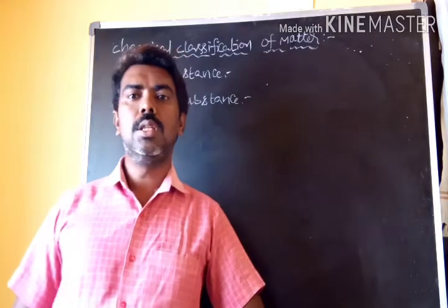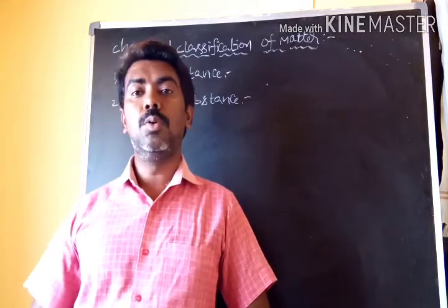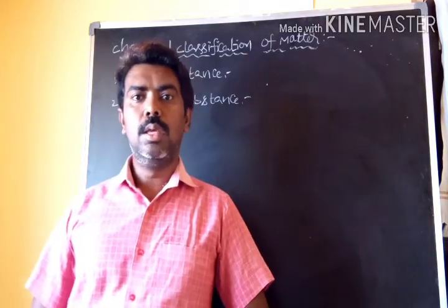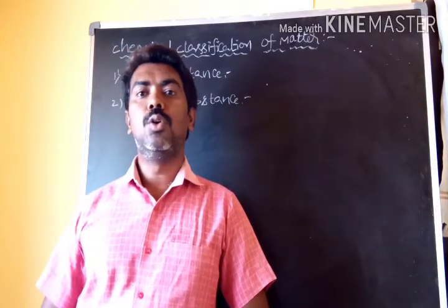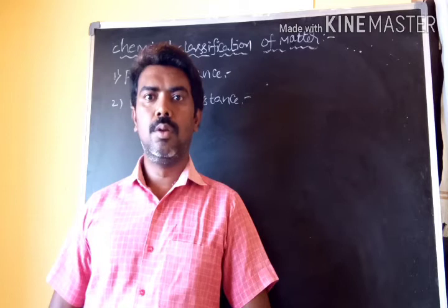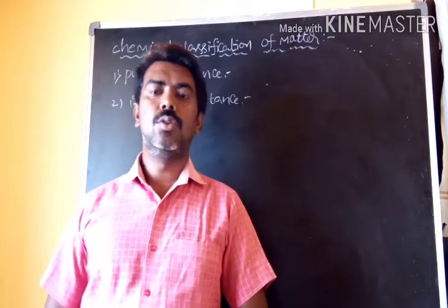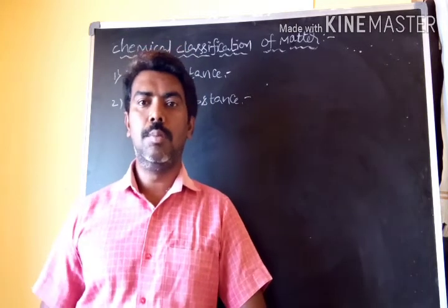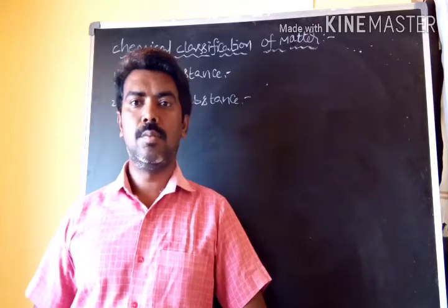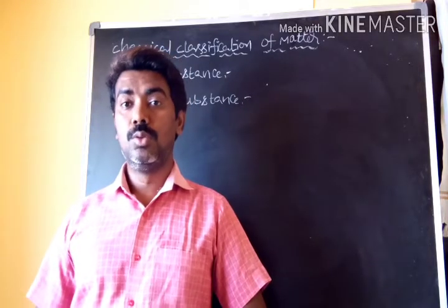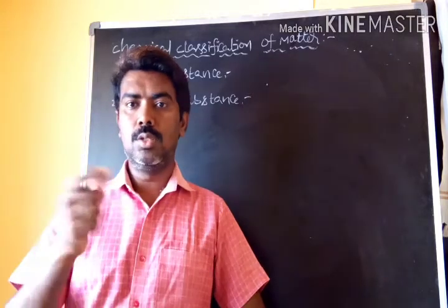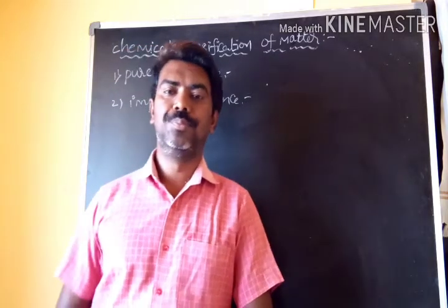Impure substances are made up of two or more pure substances. For example, soil is a combination of two or more pure substances. Salt water is a combination of two pure substances: one is salt, another one is water.